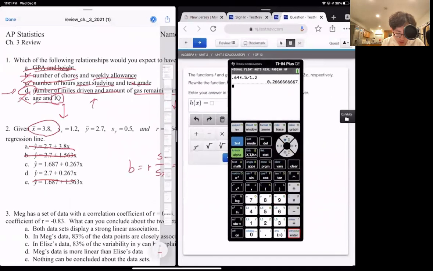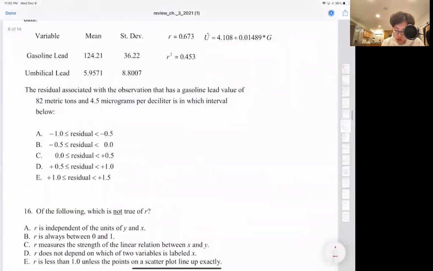They give me a point, x and y as 3.8 comma 2.7. So only one of these should work: 1.687 plus 0.267 times 3.8. I'm just going to use answer choice C. Oh, hey, look at that, it does give me 2.7. Obviously D is not going to work out. If you plug in the point, it doesn't work out. All right, next question.